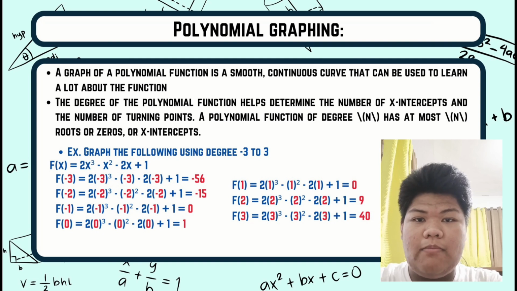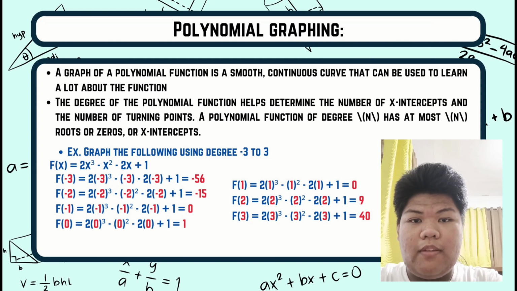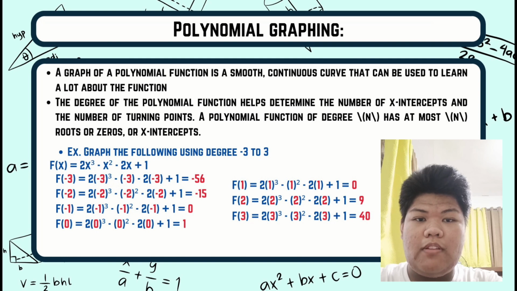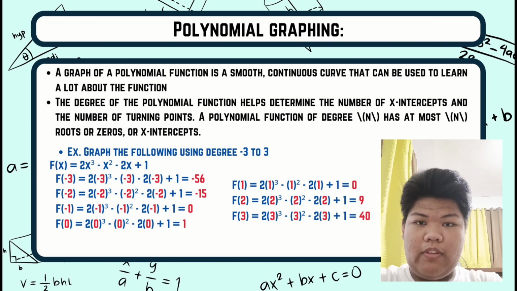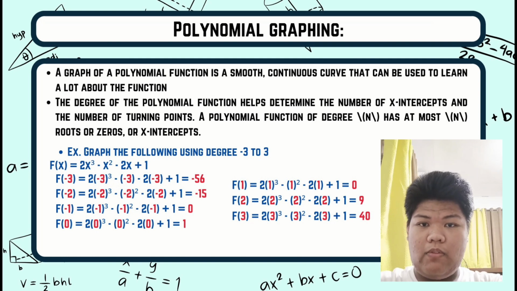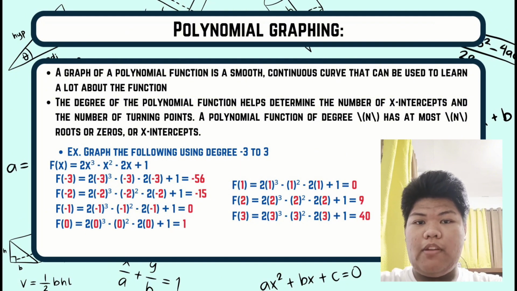The fifth one, f(1) is equal to 2 times 1 raised to the third power minus 1 raised to the second power minus 2 times 1 plus 1, which is equal to 2 minus 1 minus 2 plus 1, which is equal to 0. The sixth one, f(2) is equal to 2 times 2 raised to the third power minus 2 raised to the second power minus 2 times 2 plus 1, which is equal to 16 minus 4 minus 4 plus 1, which is equal to 9.